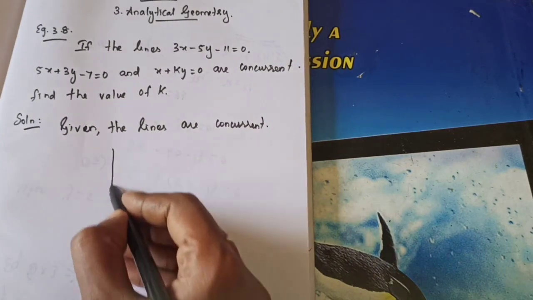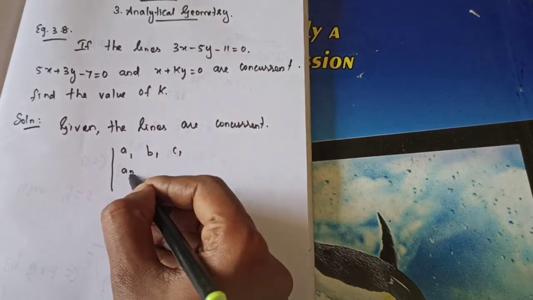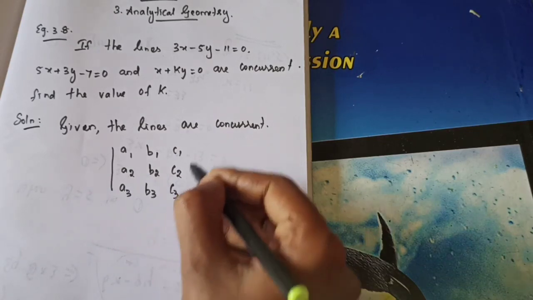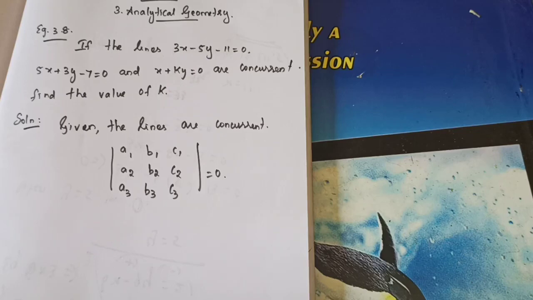So what's the concurrency condition? The determinant with rows A1 B1 C1, A2 B2 C2, A3 B3 C3 has value equal to 0. Last class we have completed one problem. So concurrent means the determinant value is equal to 0. Yes, it is given in the question that it is concurrent, so we are applying 0.